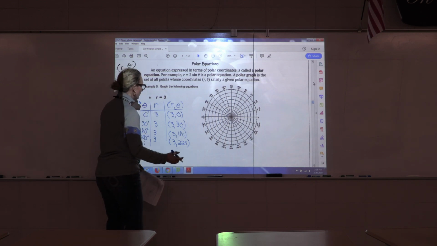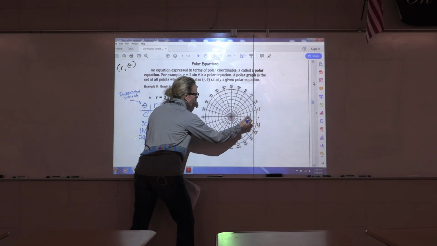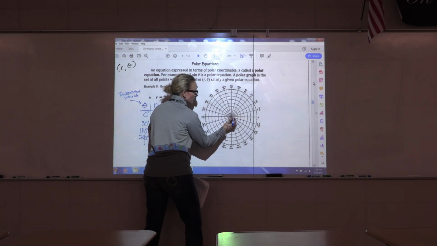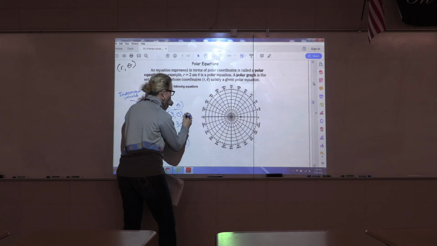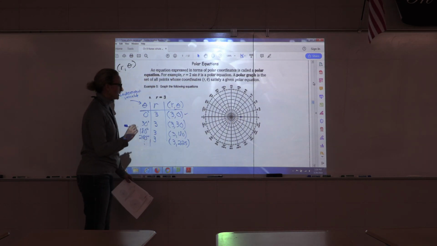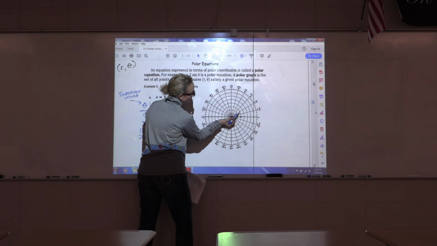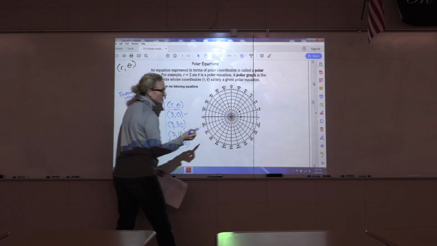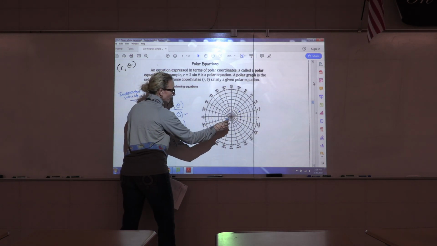Okay, so let's plot 0 degrees, that's on the polar axis, with a radius of 3. So 0 degrees, 1, 2, 3. Okay, check, I just graphed that one. 0 degrees, radius 3. 30 degrees, radius 3. 1, 2, 3. 180 degrees, radius 3.